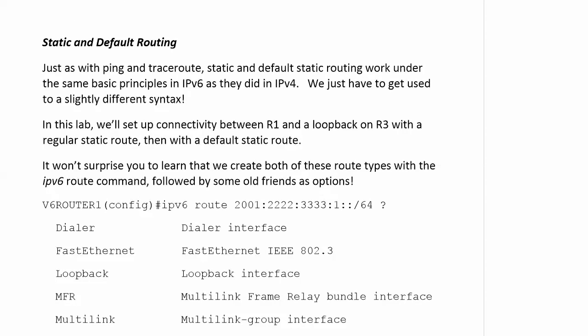When we start the next video, we are going to pick up with static and default routing. And again, you'll be very happy to hear that just as ping and traceroute were much the same between the two versions, 4 and 6, static and default static routing work under the same basic principles in version 6 as they do in version 4. Obviously, we just have to get used to a slightly different syntax. So I'm going to set up a loopback on router 3 for us, and then we'll do some more lab work in the next video.